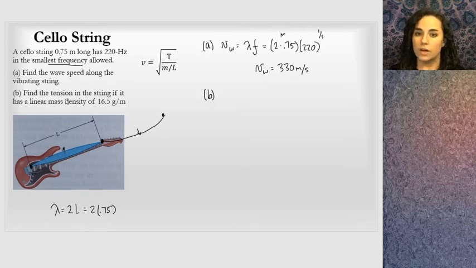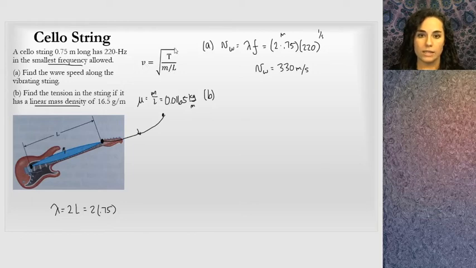Part B asks, find the tension in the string if it has a linear mass density of 16.5 grams per meter. So there's the linear mass density. This means M over L. So mu equals M over L, and I'm going to convert to kilograms. It's given to me in grams, but I want it in kilograms. So kilograms per meter. So they give me that value.